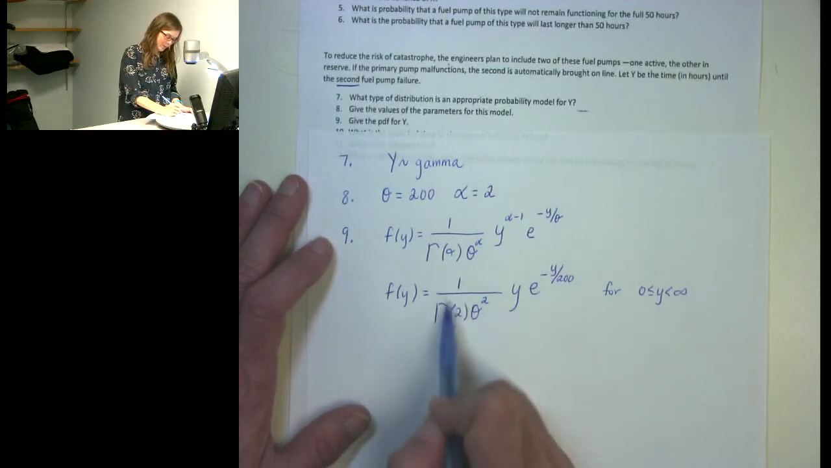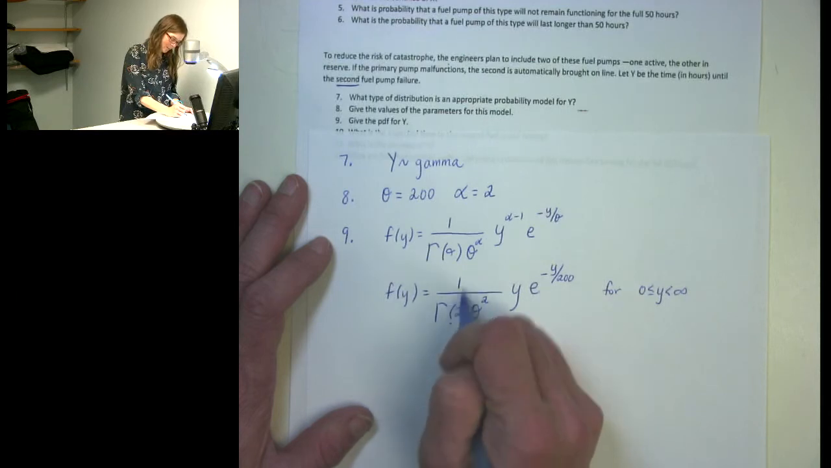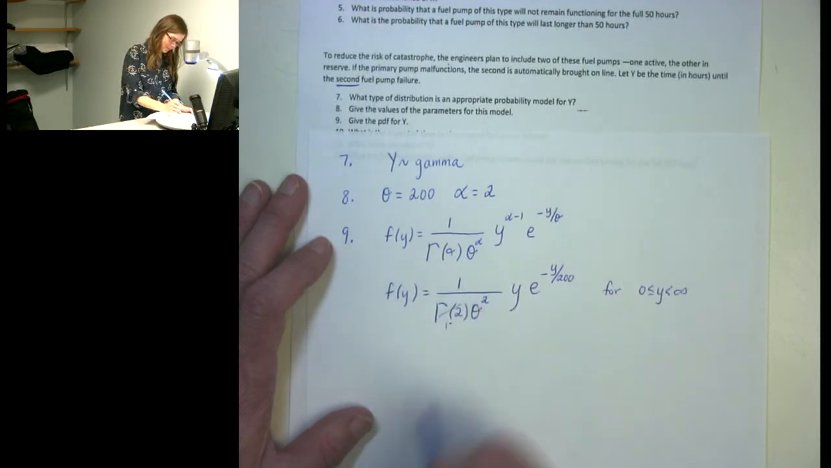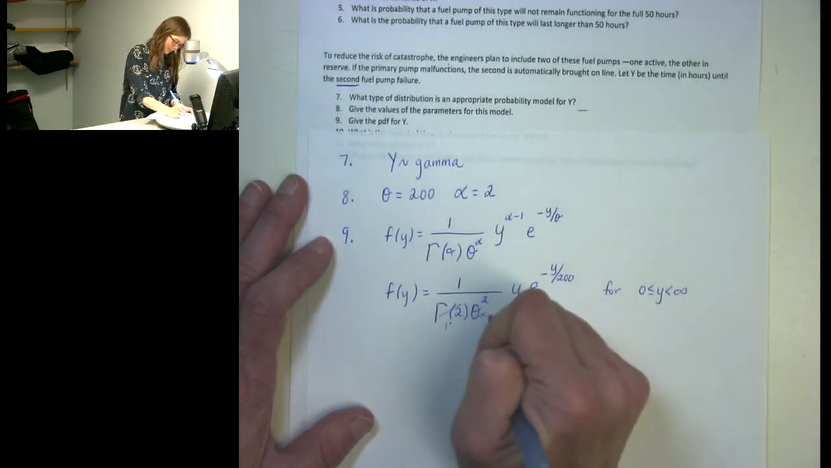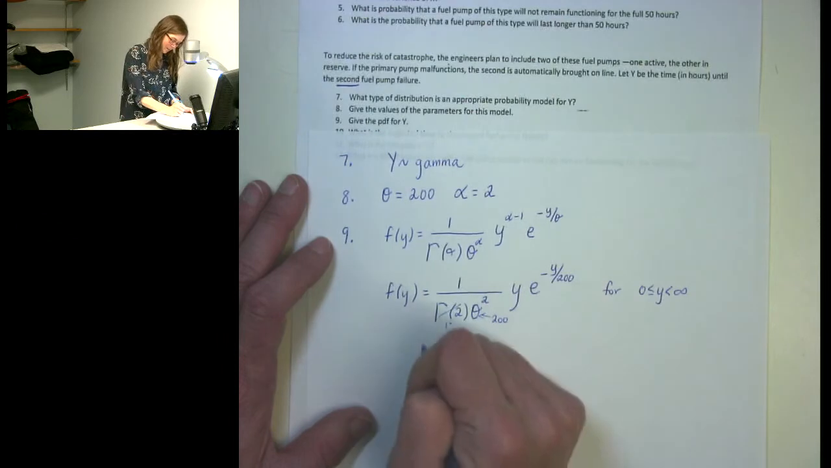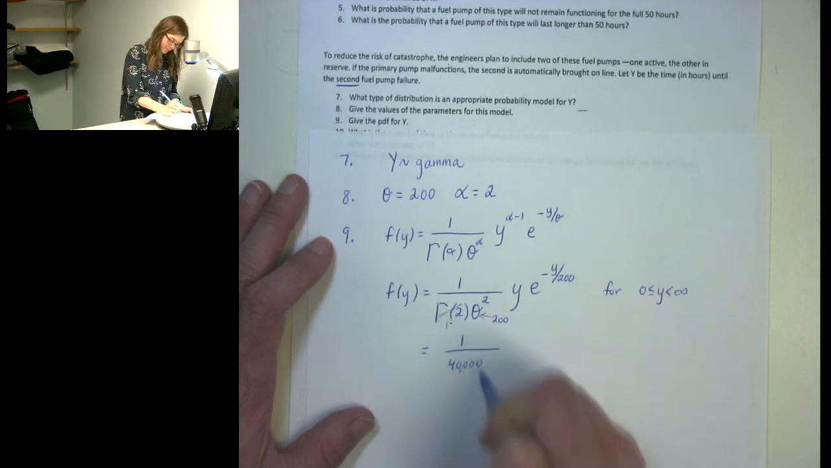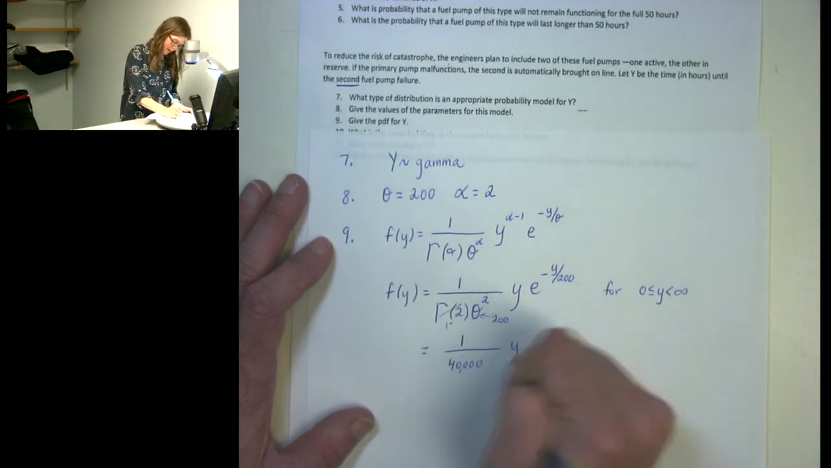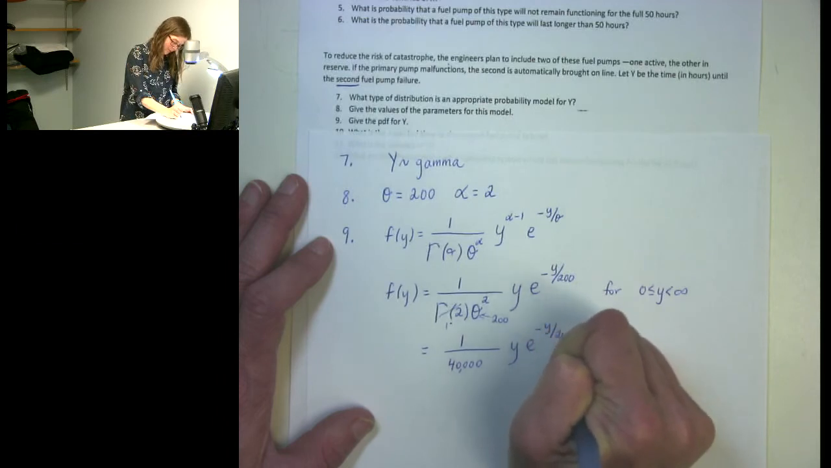Just to remind us, gamma of 2 in this case is 2 minus 1 factorial, so this is just 1. Theta, I should have put in a 200 here for that. So this is going to ultimately give me 1 over 40,000 times y e to the minus y over 200.